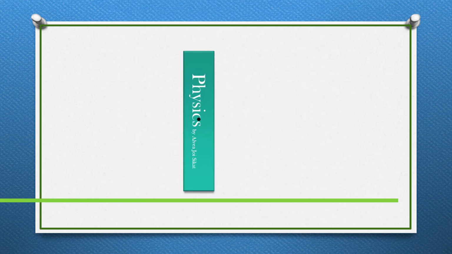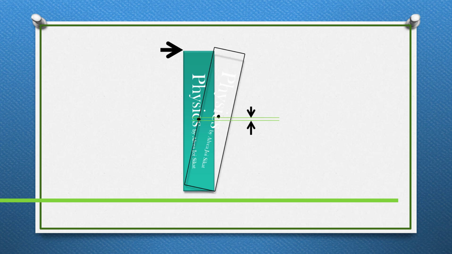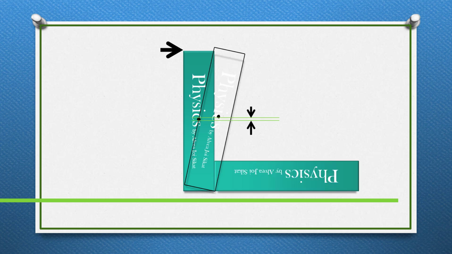And if we consider this book and we apply a force on it and it is not at rest, then what will happen? We will say it is not in the state of equilibrium, okay, because it is changing its position under the action of force. So we will say that it is not in equilibrium.